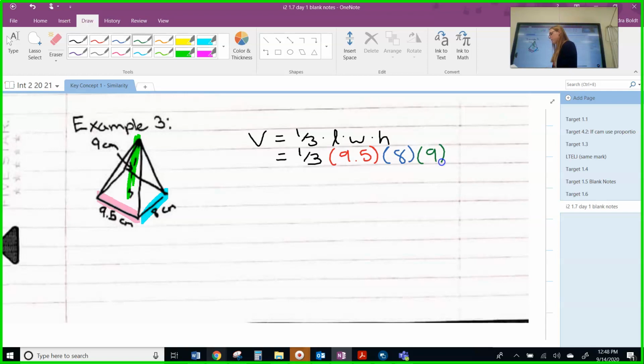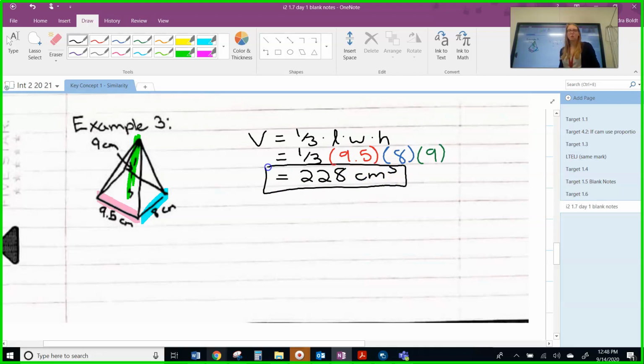And again, I'm just going to type all this into a calculator for sake of time. I'm just going to say we typed it into a calculator, and we get 228 centimeters cubed. And that's really it for pyramids.